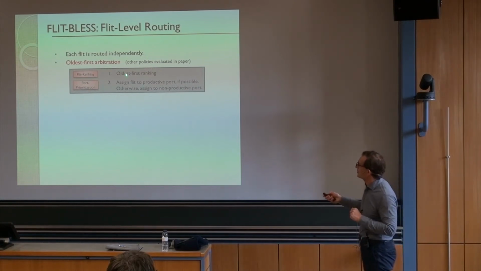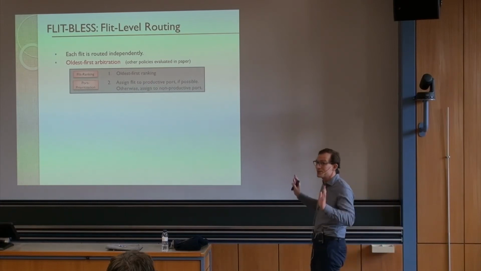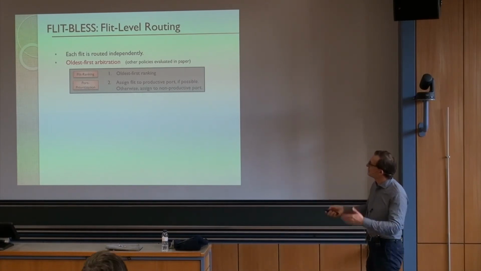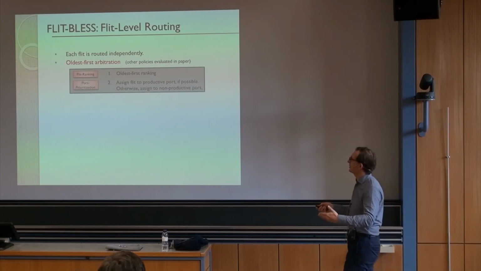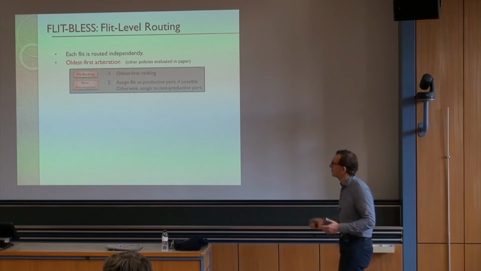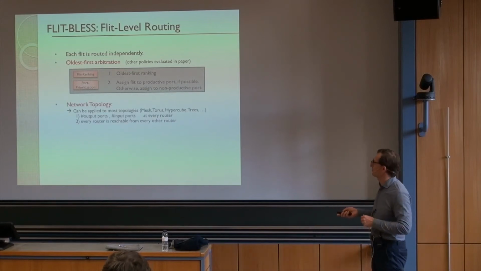And you do oldest first ranking, and you assign the highest ranked flit to the productive port if possible. So hopefully the highest ranked flit always gets the productive port, which is true in a router. Otherwise, if the productive port is not available for the flit with the given rank, you assign it to a non-productive port. And that's how the deflection algorithm works.